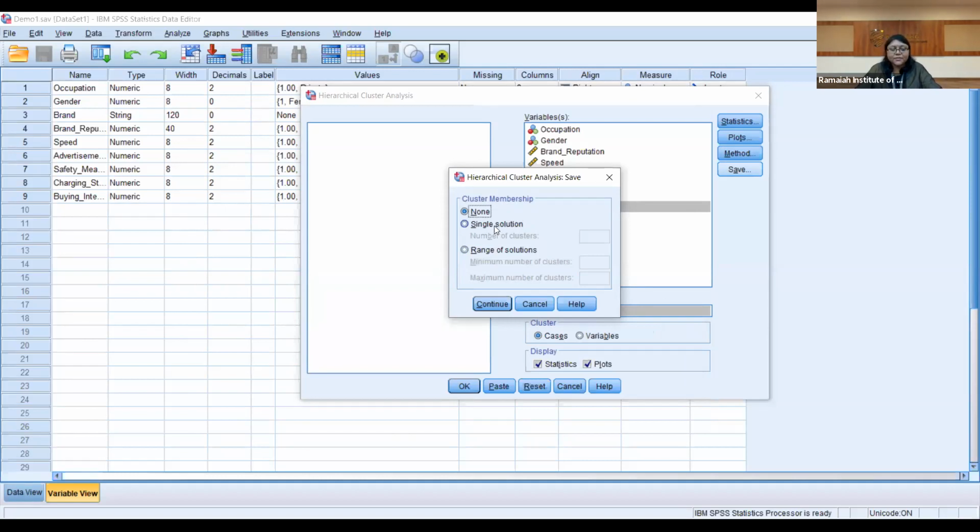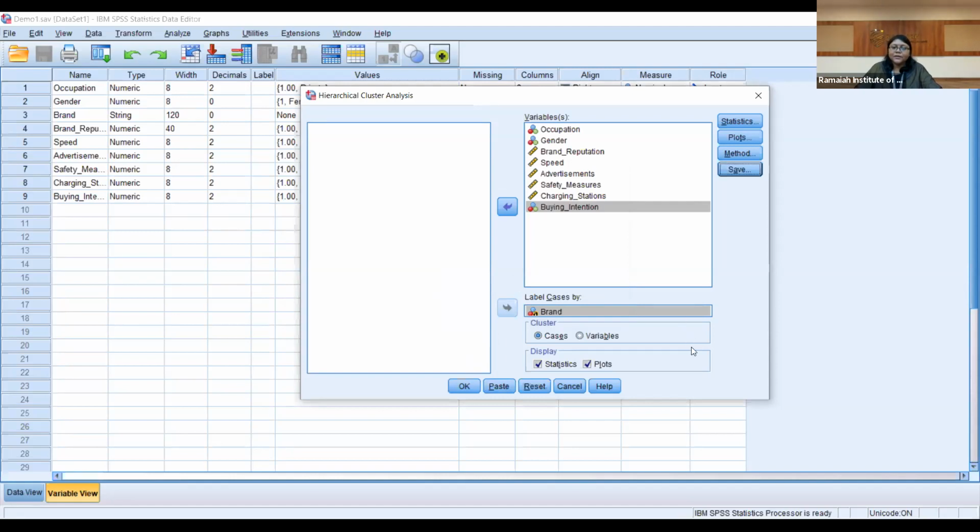Like in the previous discriminant analysis, it added two extra columns. Similarly here, if you want to show all those number of clusters, it can include those clusters in your data set. I don't want that, so I am okay with it. Now in this case, I want to see both the statistics as well as plots, and now I click on OK.